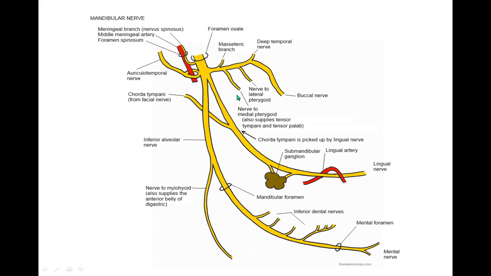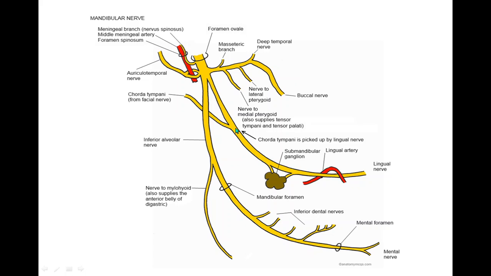So from the anterior division you have many branches. The important one is the lingual nerve, and also the motor branches like the nerve to lateral pterygoid and the deep temporal nerve supplying the temporalis muscle. Other than that you have the buccal nerve, and one more motor branch is the masseteric branch supplying the masseter. So masseteric branch, deep temporal branch, nerve to lateral pterygoid, and then the lingual nerve.